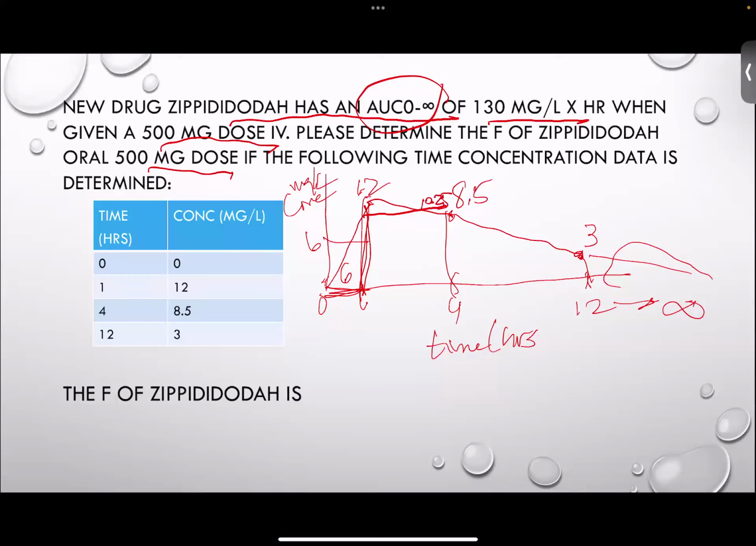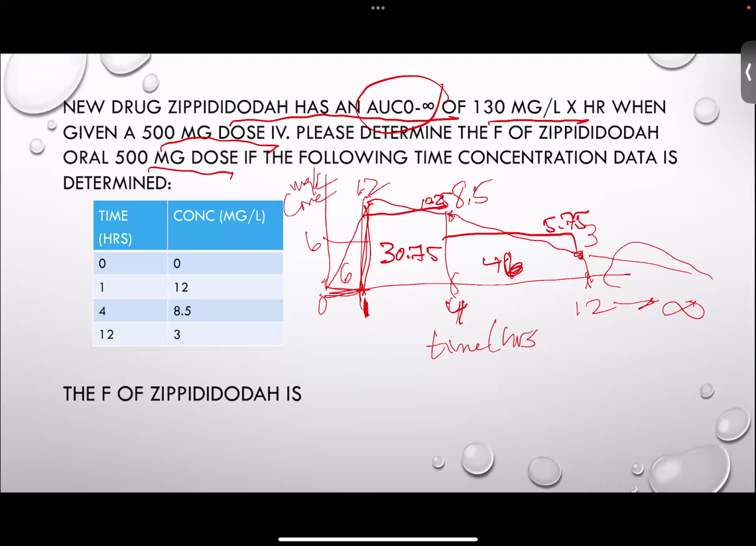10.25 times, this width is 3, so 10.25 times 3. So this is 30.75. The midpoint between 8.5 and 3 is 5.75, and we're going to multiply that times 8 because the width is 8, right? So this is 46.